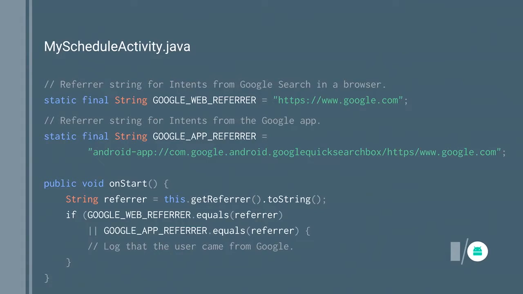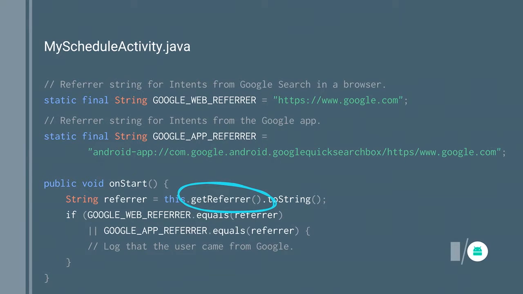So one thing you definitely want to do is track referrer traffic, meaning keep track of how many users find their way into your app through Google. And to make this simpler for you, we've added this method getReferrer directly on the Android activity object a little over a year ago with API level 22. And you can think of it similar to the HTTP referrer header, right? It tells you where a user is coming from in terms of a URL.